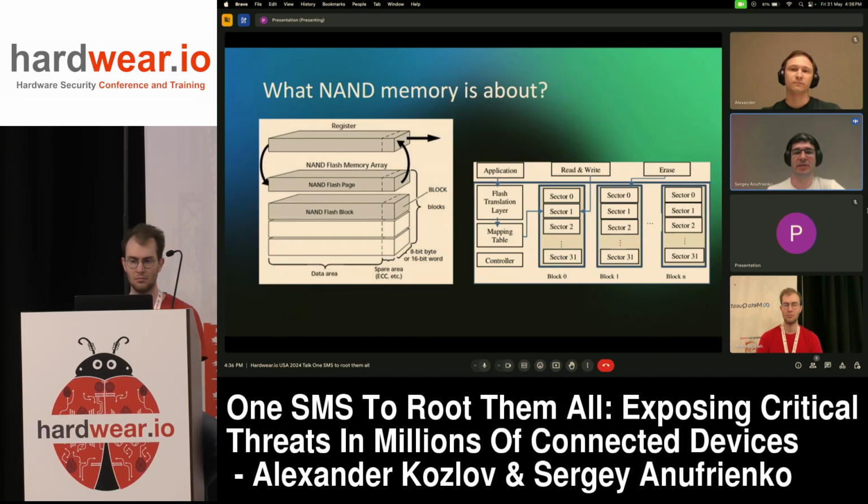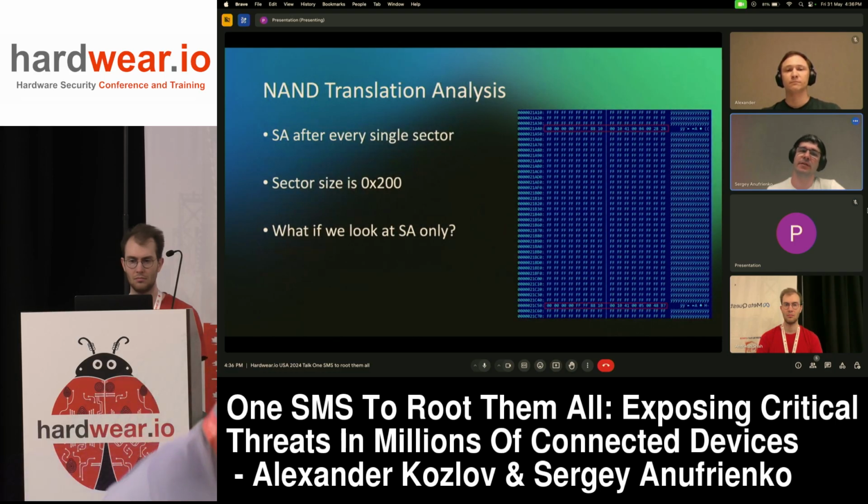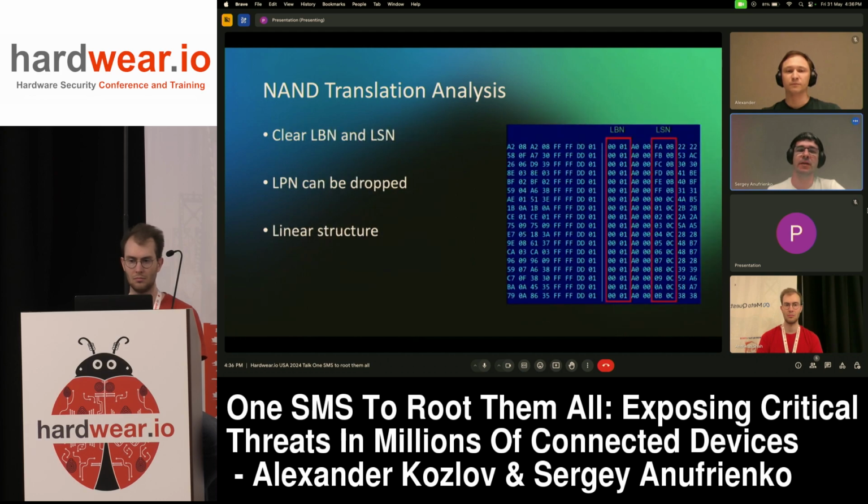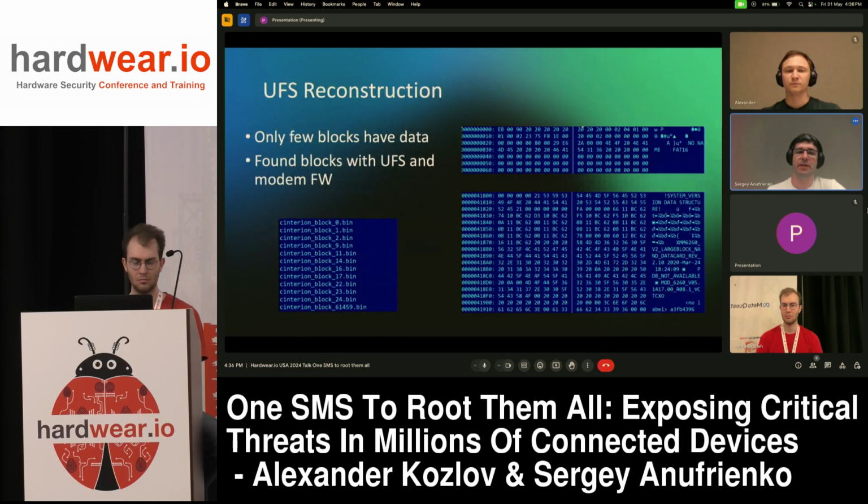In our case, there was no such transformation, and the spare area was located after every single sector. The sector size was determined to be 512 bytes. On the current slide, you can clearly see the sectors separated by 16 bytes of spare area data. To figure out how to reassemble the physical image into logical, we decided to solely look at the spare area. After isolating the spare area contents, the logical block number and logical sector number fields were clearly visible. Using this information, we now could reconstruct the logical blocks.